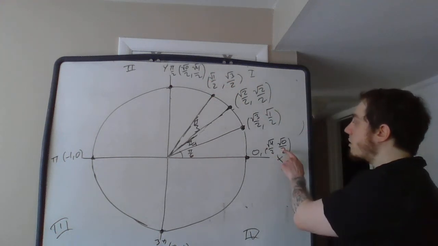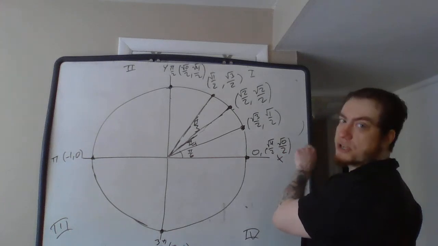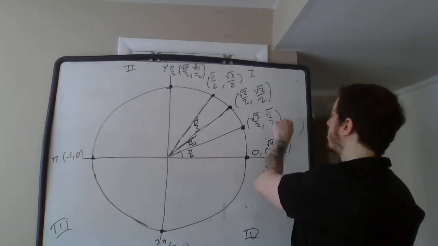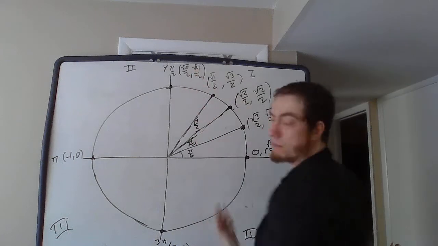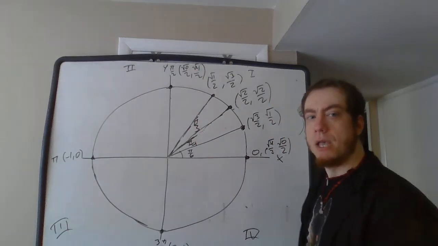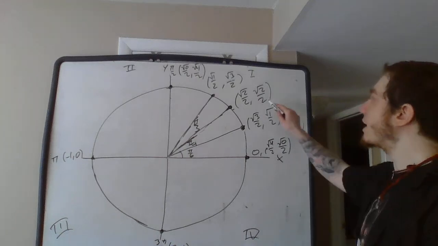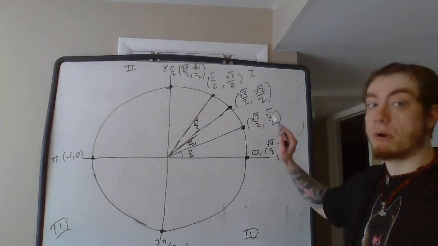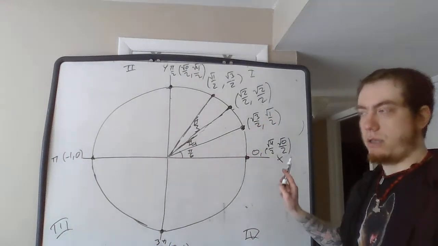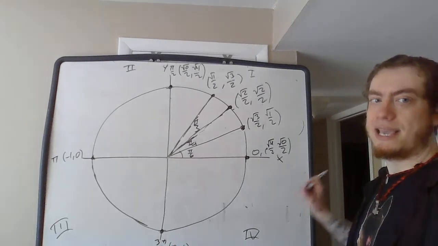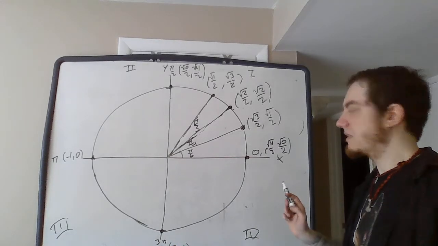So the y coordinates are just square root of something over 2, and they go 0, 1, 2, 3, 4. And that's it. That is a really nice pattern that can help you remember the y coordinates of these terminal points. But remember, also, what is the y coordinate? It's the sine of the angle.